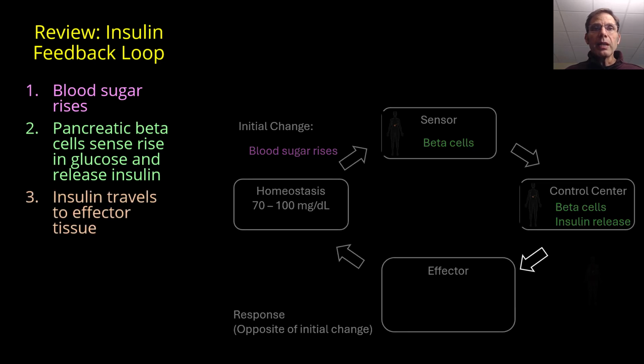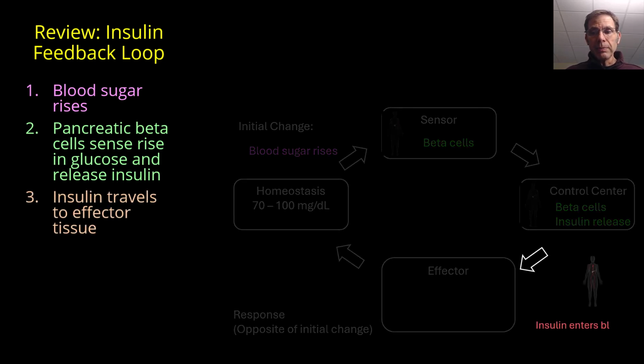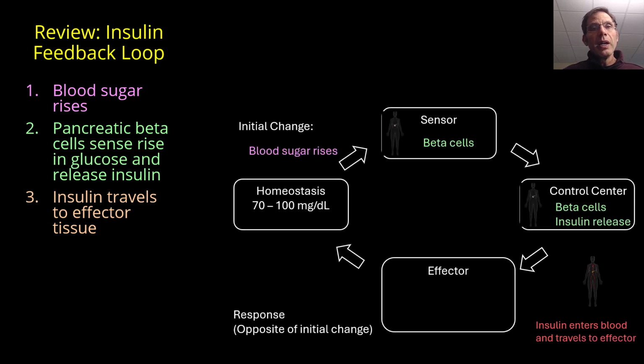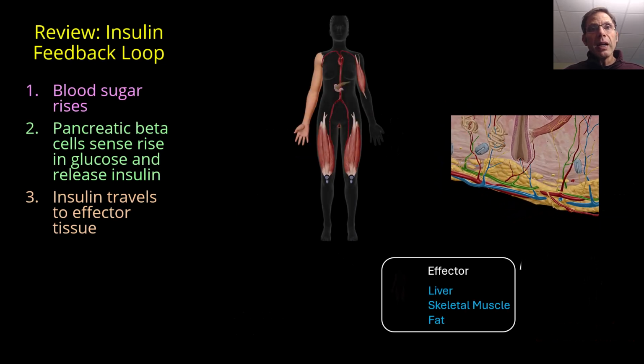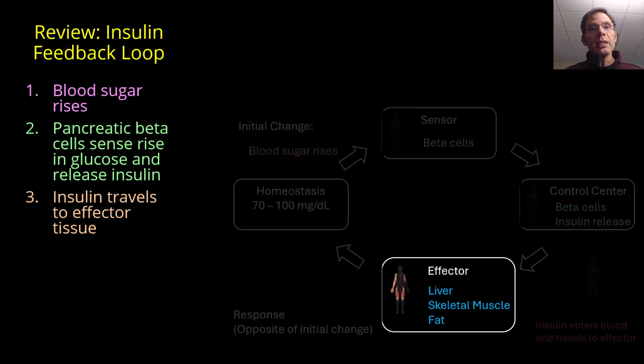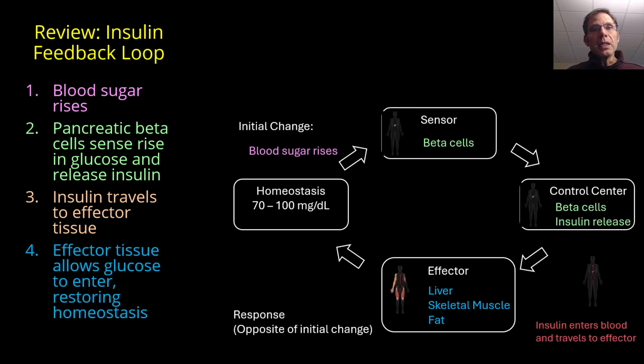At that point, the insulin is going to enter the bloodstream, and it will travel to effector tissue. And the effector tissue includes skeletal muscle, fat, and the liver. We want to keep in mind where this tissue is located. It's not in the pancreas. In response to insulin, the effector tissue lets glucose into the cells. So glucose leaves the blood, enters the cells. This lowers blood glucose and restores homeostasis.